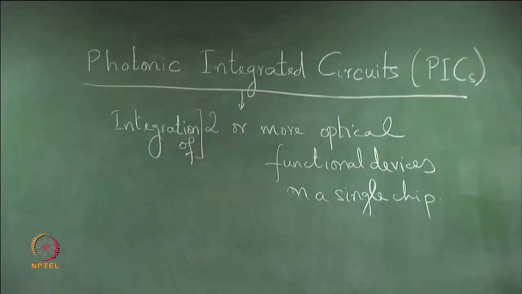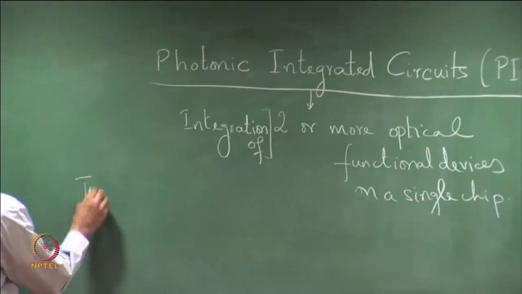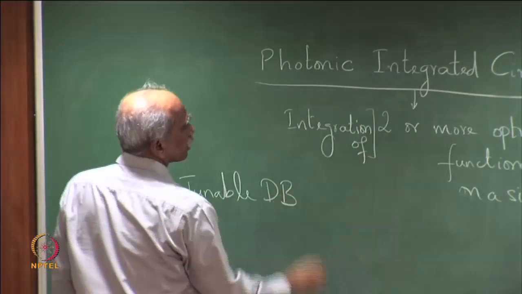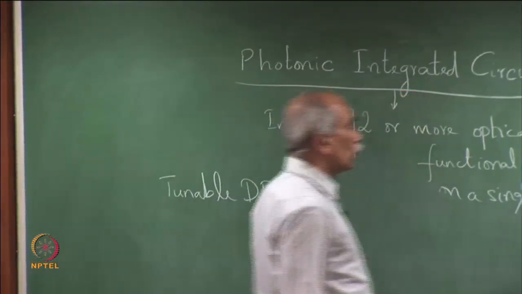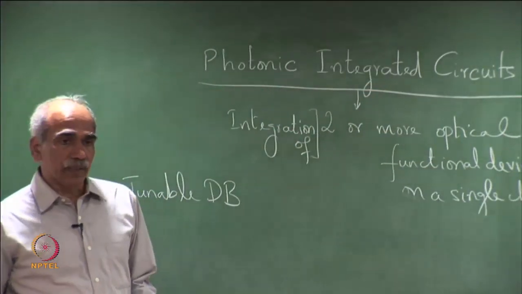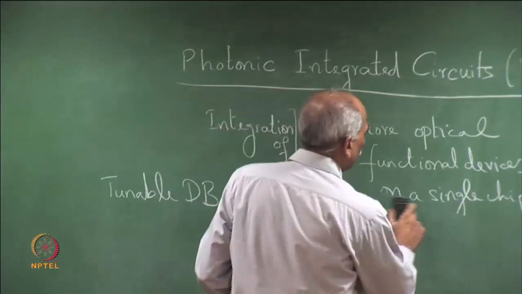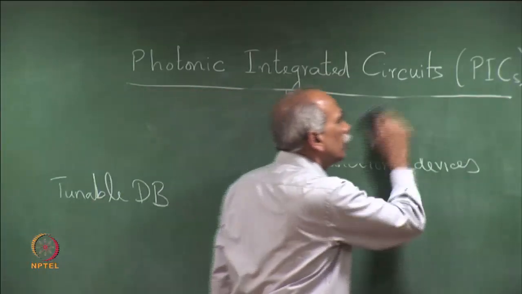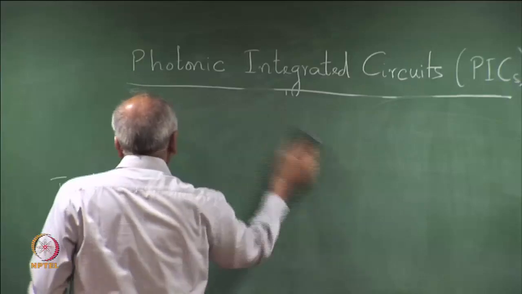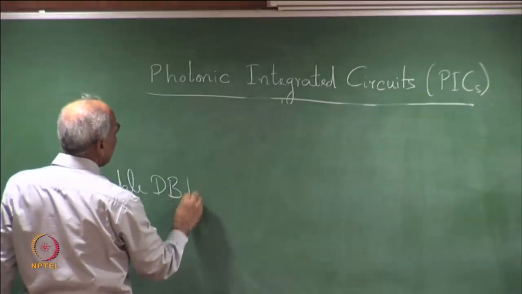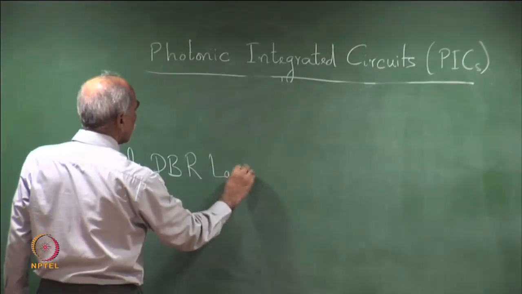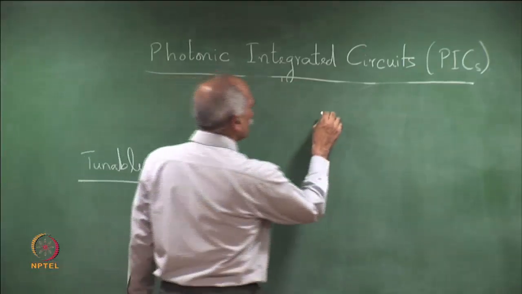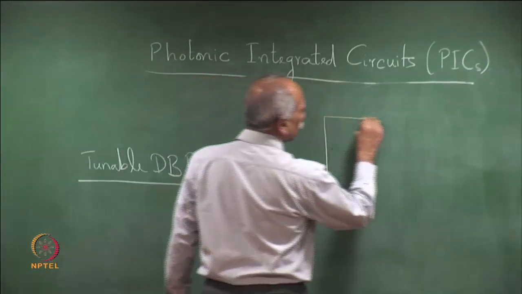A simple example would be a tunable DBR laser, because the functional elements, the functional devices, could be passive devices or active devices. So, let me pick up this tunable DBR. We have already discussed the DBR laser, the distributed Bragg reflector laser.